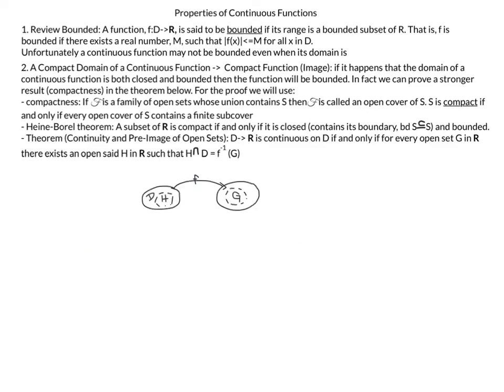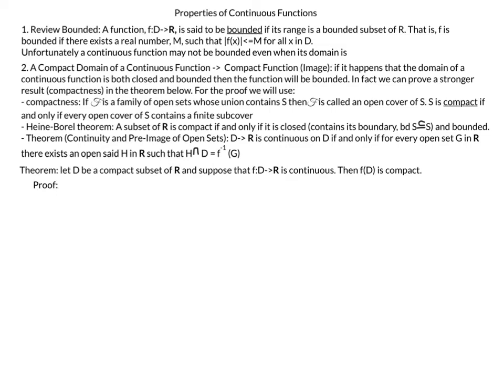And our last item of review is continuity and the preimage of an open set. So if you have a function from D to R and it's continuous, then for every open set G in R, over here in the range, there's an open set in the domain, or the part that intersects the domain, that gets mapped to and is equal to the open set G.